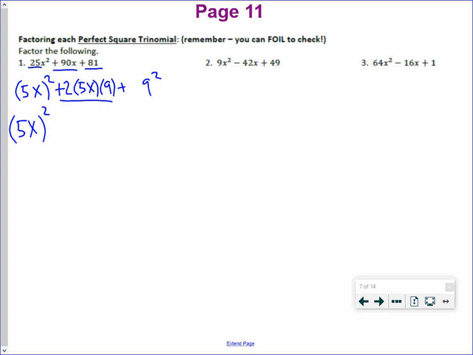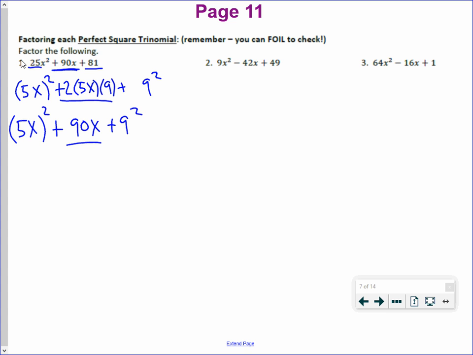We'll bring down that 5x squared. 2 times 5x is 10x, and 10x times 9 is 90x. And 9 squared, we're just going to bring it down. And we see that this 90x is what we started with, and that's how we know that it's a perfect square trinomial. If we got anything other than 90x in this case, it would not have been a perfect square trinomial, and you'd have to factor some other way.